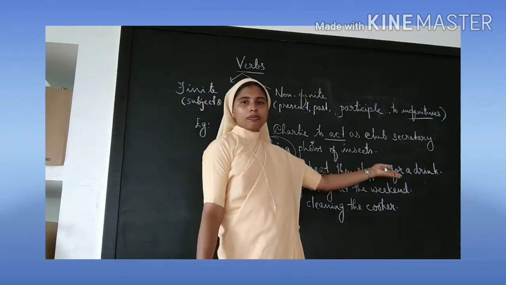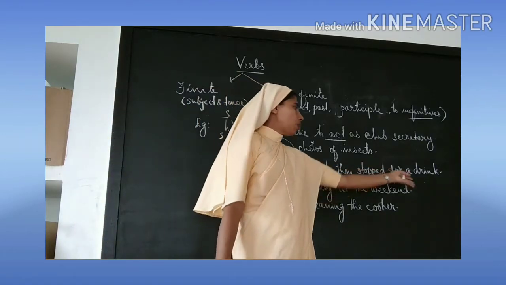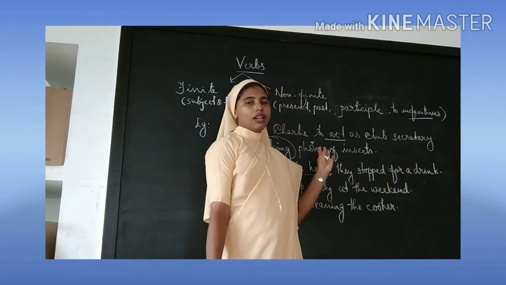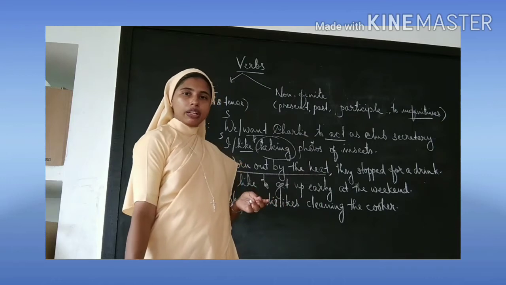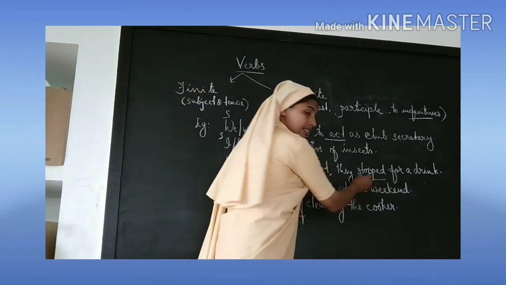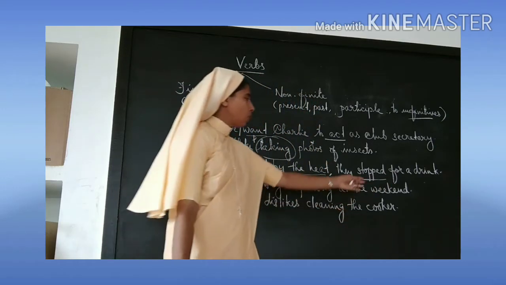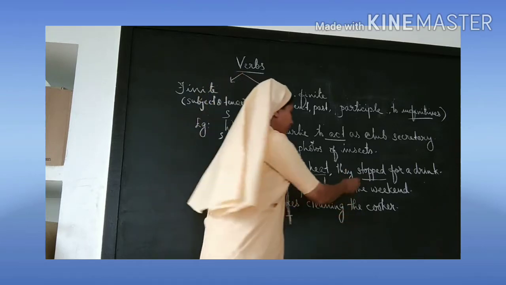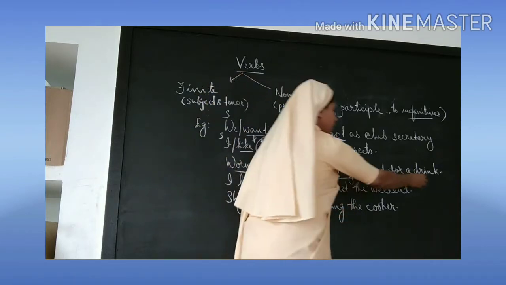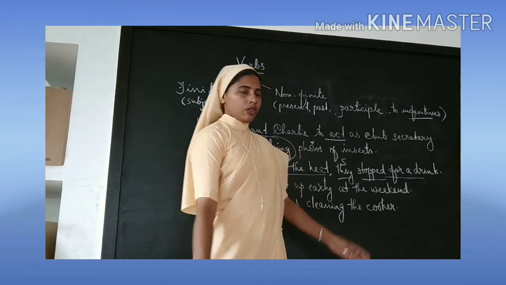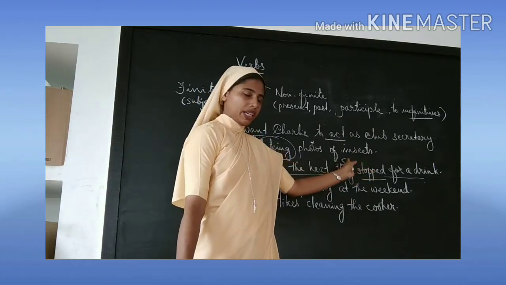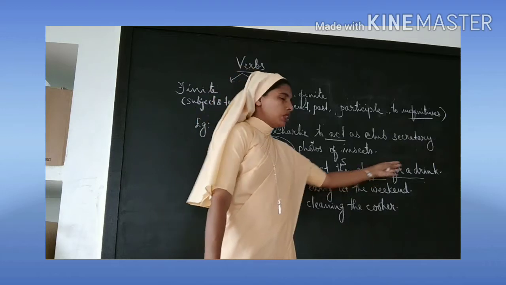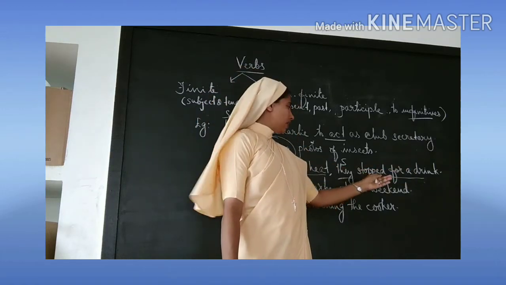And this is the main clause here. They stopped for a drink. And what's the main verb here? If it is a clause, what should be the main verb here? Here lies the main verb. They stopped. This is the subject and this is the predicate part. Verb lies in the part of predicate. They stopped for a drink. This is the main verb.